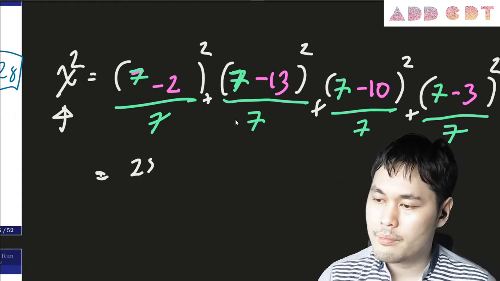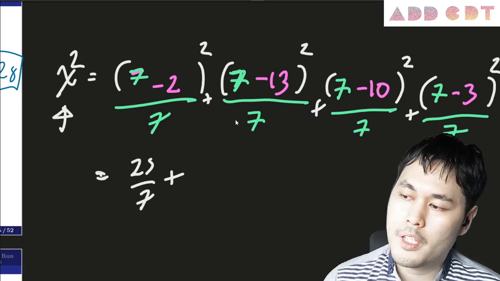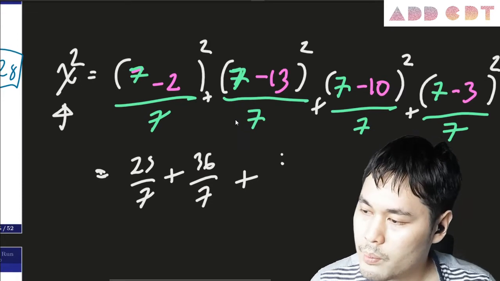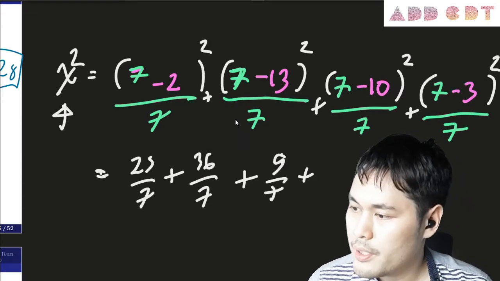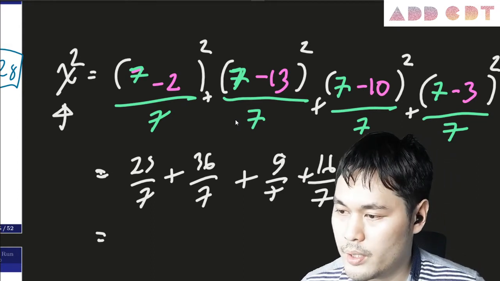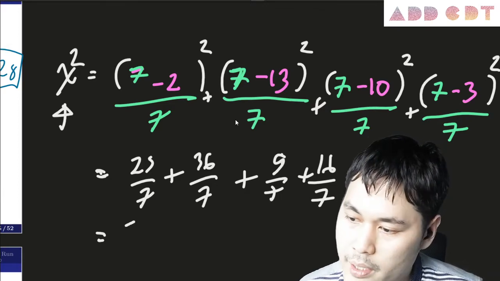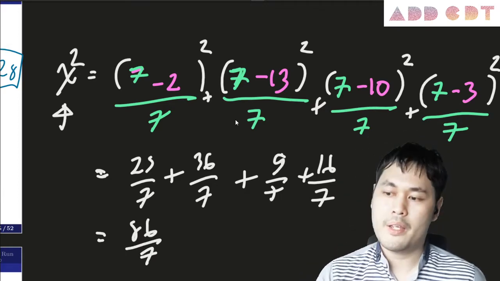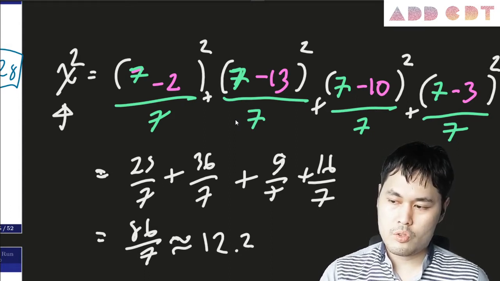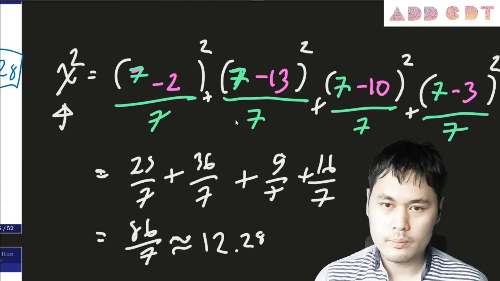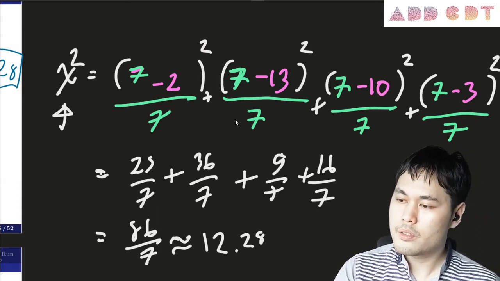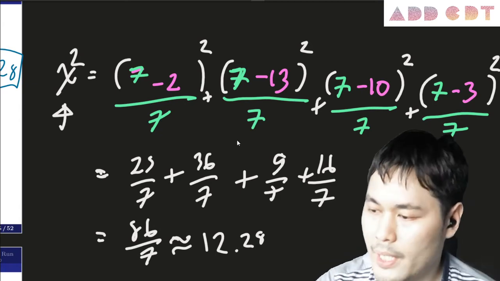5 squared is 25. 25 divided by 7, and that's 6 squared is 36. That's 3 minus 3 squared is 9. Oh, it's 9. And finally 4 squared is 16. As you can see, we have 4 different numbers. So that's 25 plus 36, 61, 70, 86. So we have 86 divided by 7, which is about 12.28 or something. So now we get a single number, 12.28. And that's done. That's the first part.